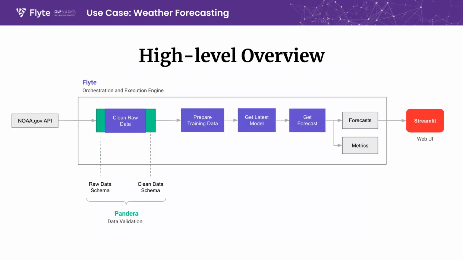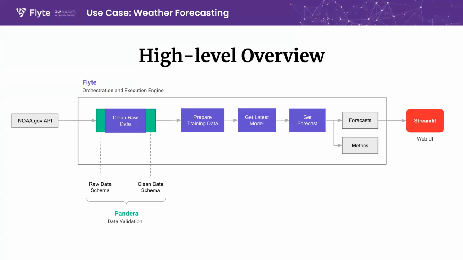So this is a cartoon sketch, a high-level overview of the pipeline. This empty gray box is the pipeline that's going to do our computation, all the heavy lifting, which is going to be done by Flyte, which is an orchestration and execution engine. And sandwiched between the raw data and the clean data, you see these two green boxes. These are meant to represent the Pandera schemas, and I'll show you what that exactly looks like later.